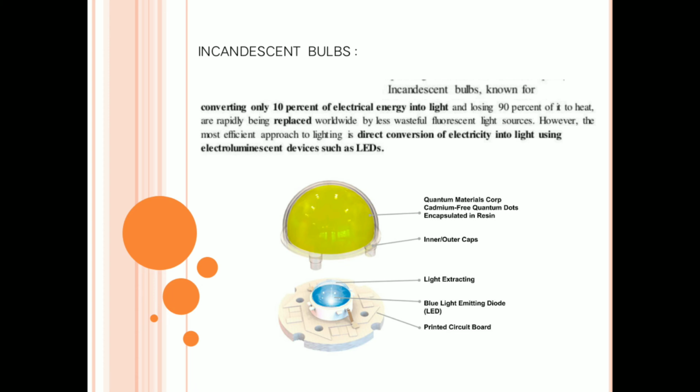You can see in the diagram of the bulb that there are Quantum Materials Corporation cadmium free quantum dots encapsulated in the resin. These are the outer caps, and the second figure is a light extracting blue light emitting diode on a printed circuit board. This is the circuit board, and it has a blue light emitting diode and a light extractor. So you can understand quantum dots in the LED field.